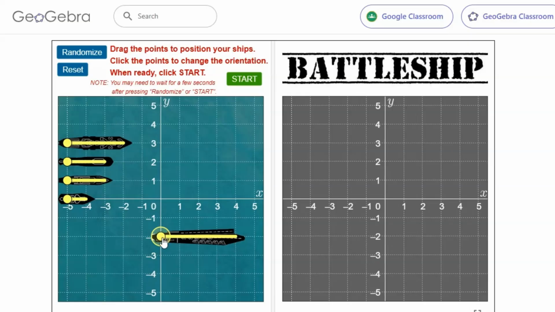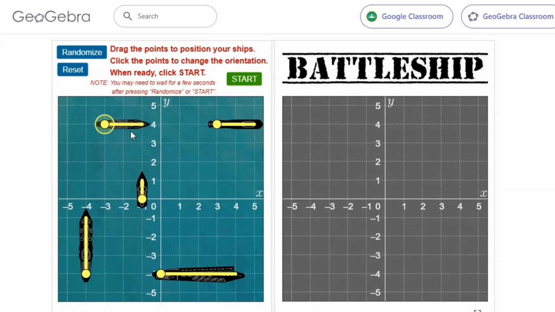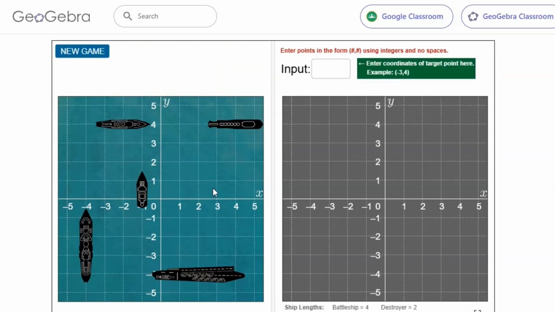If you click on them, they are going to change direction. Okay, once you are ready, you are going to start the game. And then notice that it's going to ask you for the coordinates when you want to attack. Let's say that I want to attack here. So this is going to be the point -2, 2. Always the x first. -2, 2. So I'm going to have to write there -2, comma 2.